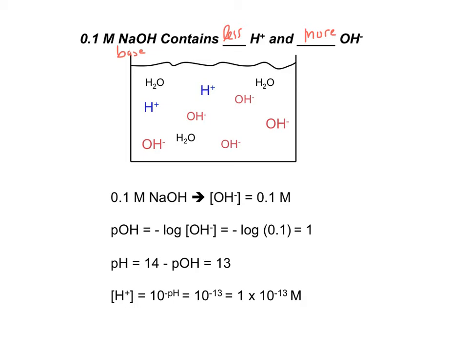Sodium hydroxide is an ionic compound. The solubility table tells us it's soluble in water. That means sodium hydroxide dissociates into Na plus ions and OH minus ions. A 0.1 molar NaOH solution means the hydroxide ion concentration is 0.1 molar. Now we can use those formulas to calculate pOH, pH, and H plus concentration. Note that the H plus concentration is much smaller than the OH minus concentration.